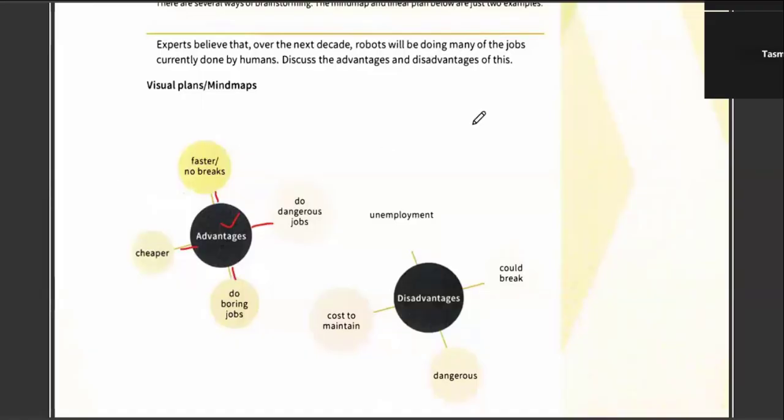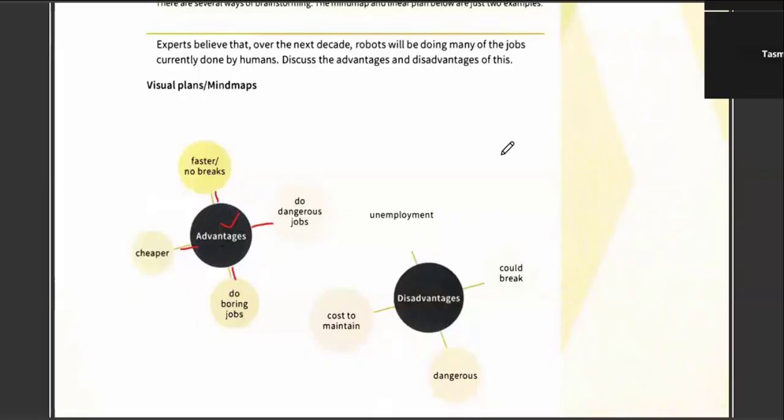Okay, so instead of writing it down one after the other like we do, some people make visual plans or mind maps. These are called visual maps or mind maps. They put the ideas in the middle and then they make branches from that topic and write the ideas that are coming to their heads, right? So let's see the example that is given here.